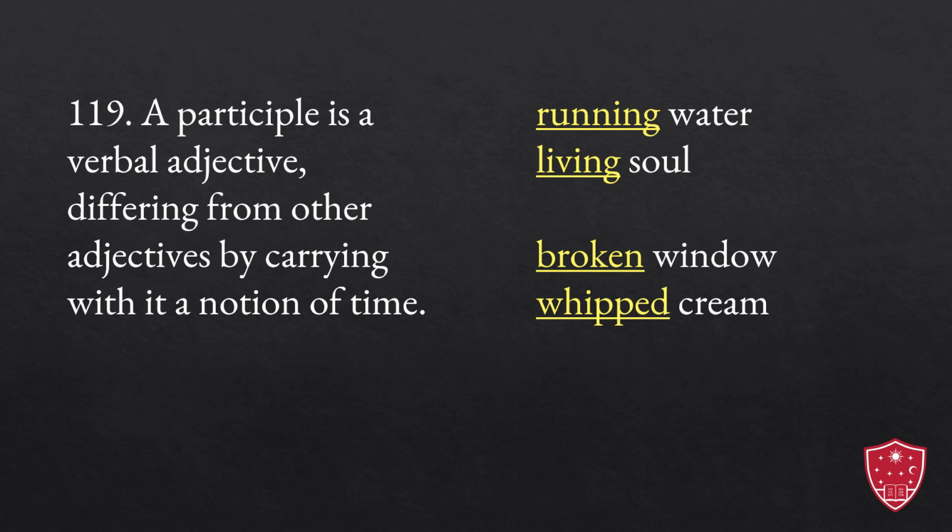Lastly, we see whipped in whipped cream. Whipped is used like an adjective, and it expresses the idea of past time. So the first two examples are present tense participles, and the second two, broken and whipped, are past tense participles. We can see that they're all used just like adjective nouns, but they carry a notion of time. They're verbal adjectives. They're participles.